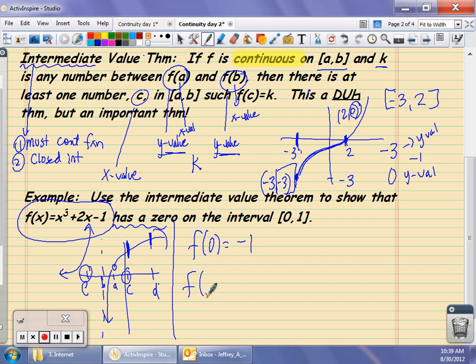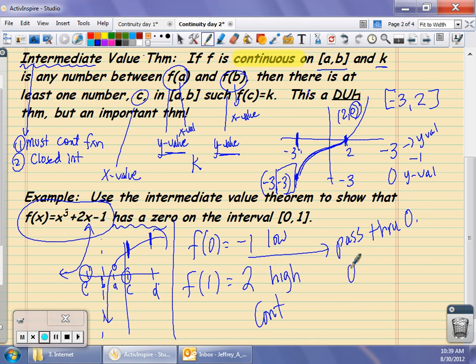I'm going to find the y value at the other endpoint. So f of 1 would be 1 plus 2, which is 3, and 3 minus 1 is 2. All right, so these are the y values of my endpoints, a low of -1 and a high of 2. Well, if the function is continuous, then to get from -1 to 2, I clearly have to pass through 0 in order for that to happen.